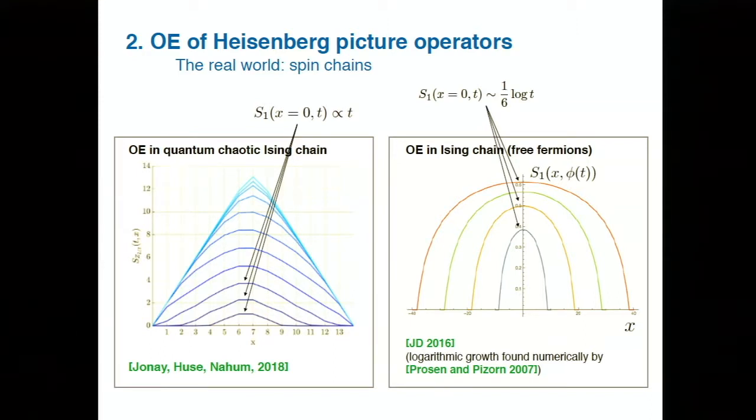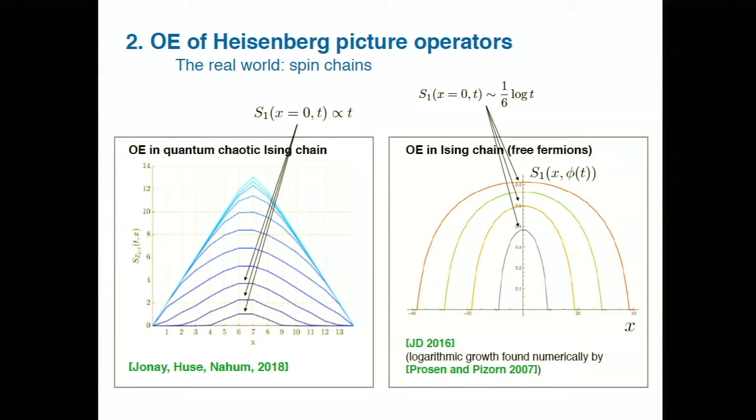And if you actually do the calculation in a free fermion chain, then it's completely different. It doesn't look like a pyramid at all. So the operator entanglement takes the form of these curves here. And what's really important here is that although the front still moves ballistically, the maximum of the curve doesn't blow up linearly in time, but only logarithmically. So the operator entanglement grows at most logarithmically in time for free fermions. That was an observation already made by Prosen and Pižorn 10 years ago.